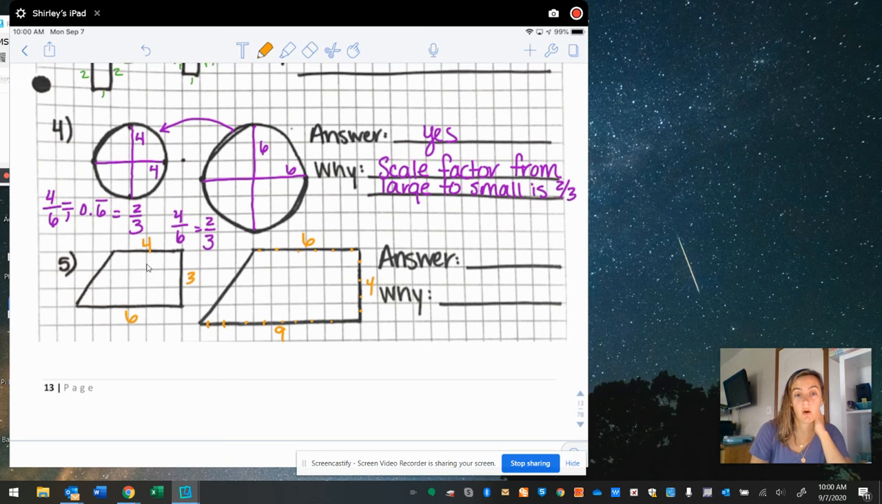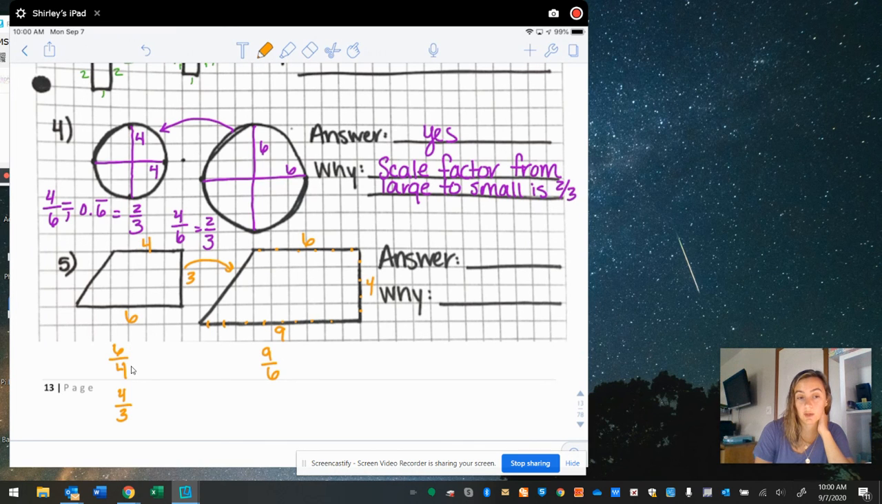I'm going to go small to large. If I'm going from the smaller shape to the larger shape, I'm ending in the larger shape, so I'm going to take all those larger numbers and divide them by their corresponding parts. That means 6 divided by 4. That means 4 divided by 3. And then that means 9 divided by 6. So let's try to reduce our fractions.